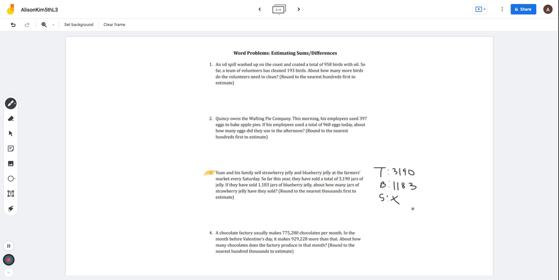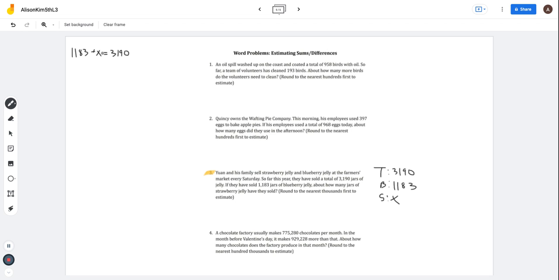So I'm gonna need to make an equation now. So our total was 3,190, right? So that's what I'm gonna equal it to. And that's the 3,190 is the blueberry jars plus the strawberry jars. It gave us how many blueberry jars were sold, right? But it doesn't tell us the strawberry jars, and I just said I'm gonna put a variable for the strawberry jars. So I'm gonna add them together. The blueberry, which is 1,183, plus the strawberry, which is just X in this case, equals the total, which is 3,190.